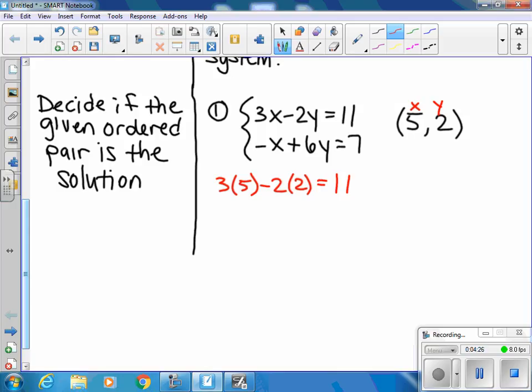If it doesn't, you say no. All right, so we do our order of operations. 3 times 5 is 15. 2 times 2 is 4. When you subtract 15 minus 4, you do get 11. So for this first equation, it worked.